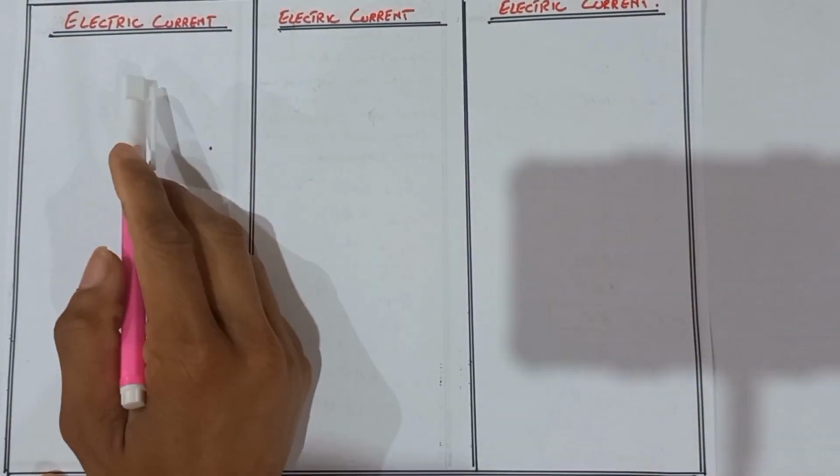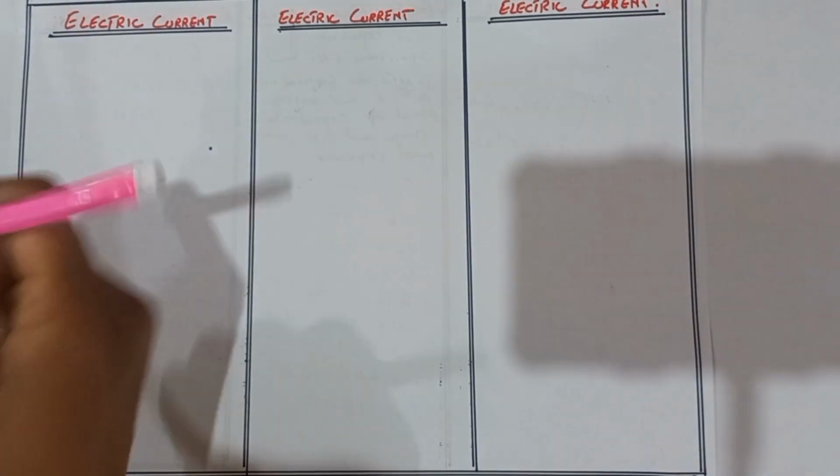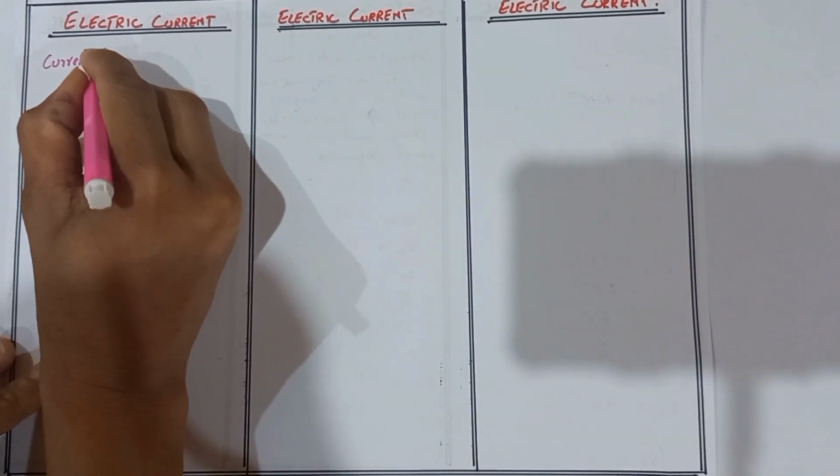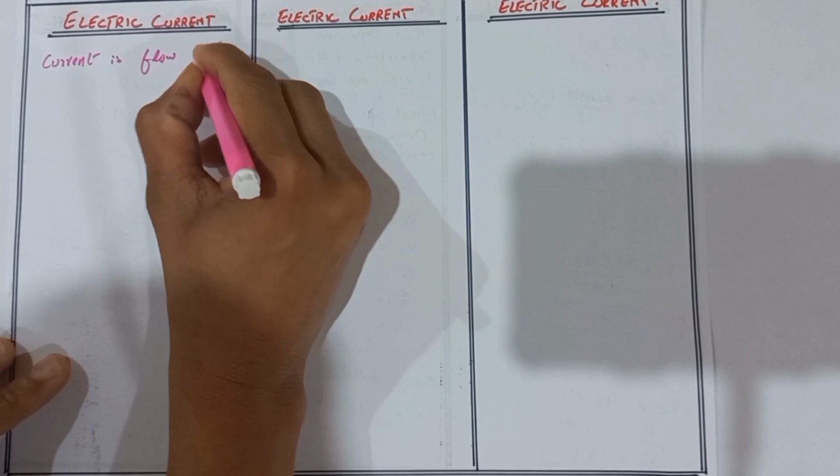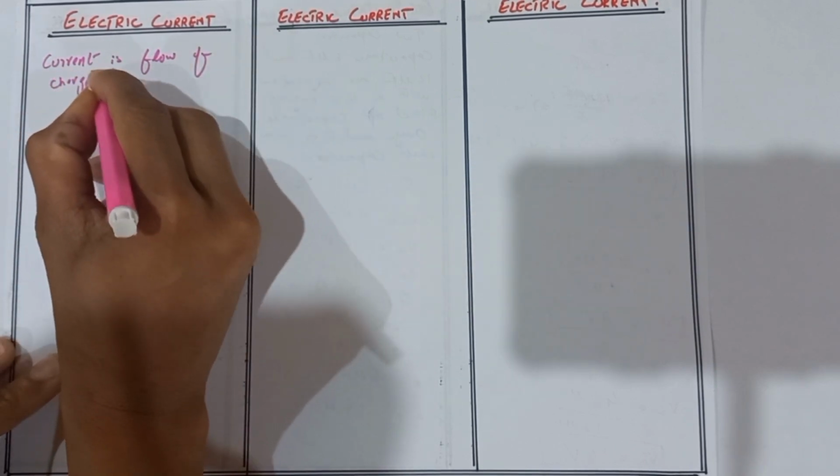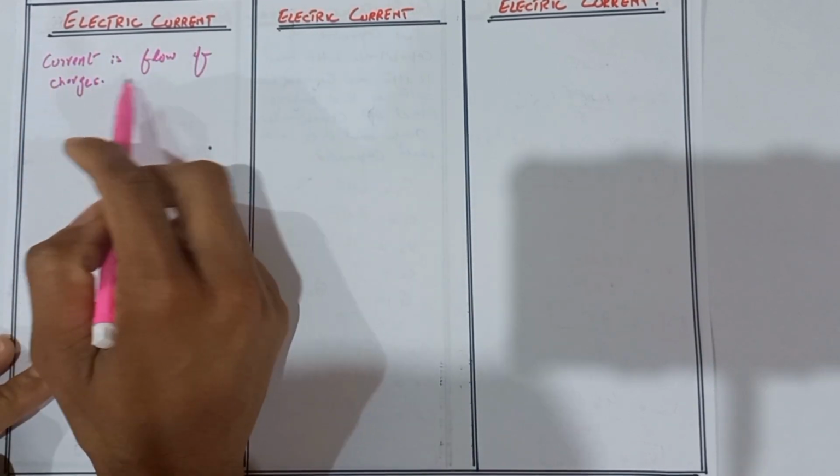In electric current, if we ask people about current, they usually say that current is the flow of charges. Now you may be thinking why I had this definition.